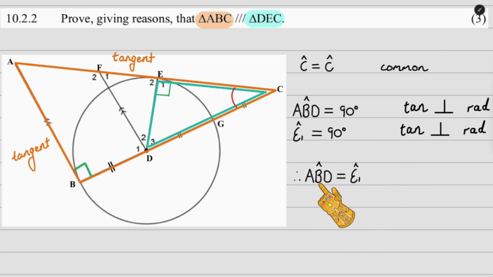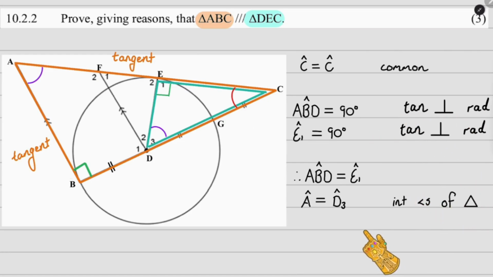And after we've proved 2 angles inside of the triangles are the same, the third one will be equal by default. So the third one in the blue triangle will be D3, and the third one in the orange triangle will be angle A. So I need to show that they are equal. So I'm going to say angle A equals D3, and then I say int angles of triangle. It's a really good habit to get into to prove that two angles are the same, and then the third one will be equal by default always for this reason, int angles of triangle.